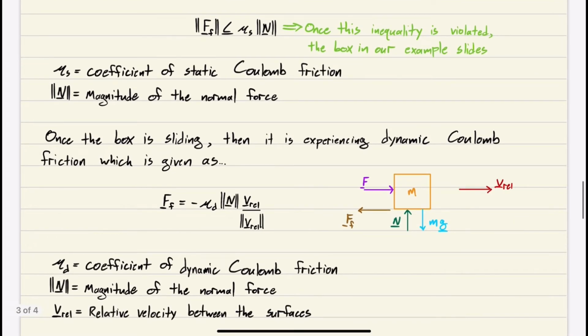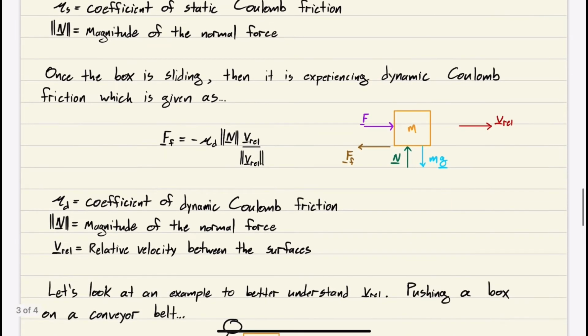Okay, so say you violate this inequality, and now you're sliding. Once the box is sliding, it's experiencing dynamic Coulomb friction, which is given as this equation right here. Let's break this down. This is our free body diagram right here. We have our force pushing to the right, our friction opposing the motion of the box, our normal force, and gravity.